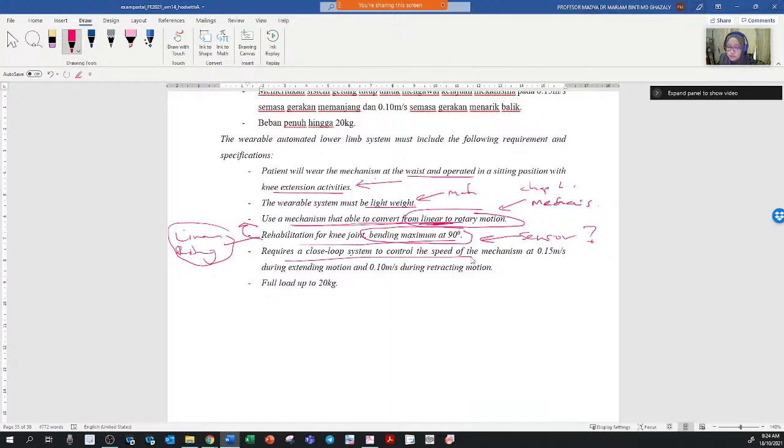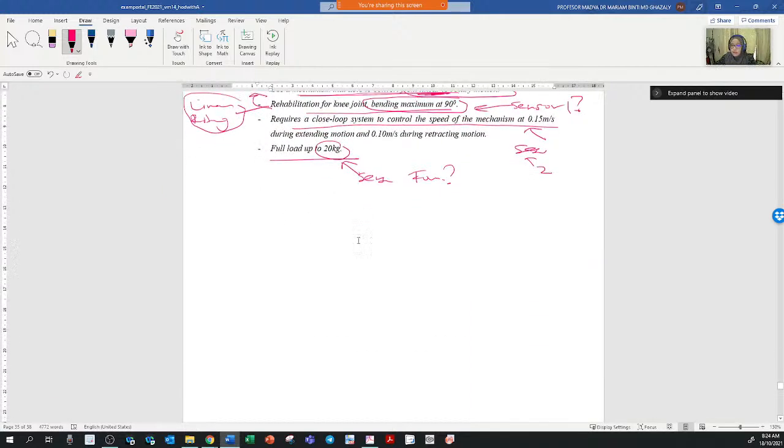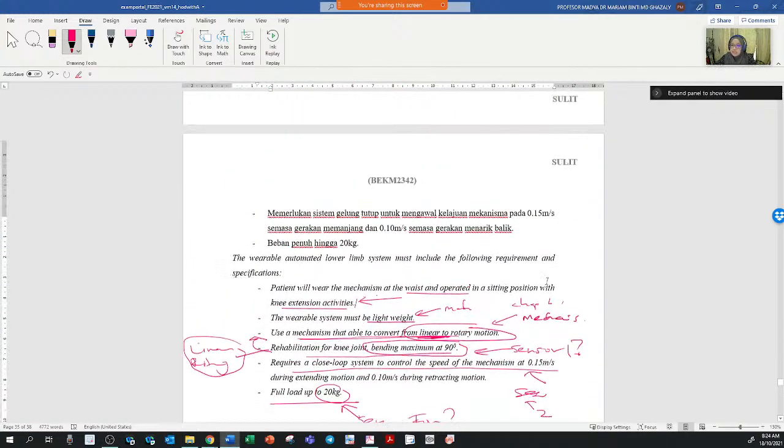Require a closed loop system to control the speed of the mechanism at 0.15. This one is another sensor. Why? Because you want to measure the speed. Okay, so another sensor. So you have one sensor. Full load up to 20 kilogram. So when you have this full load at 20 kilogram, meaning that the sensor can actually measure up to 20 kilogram. Do you think that you need a sensor here to measure a force? So this is where a student needs to determine what type of sensor.